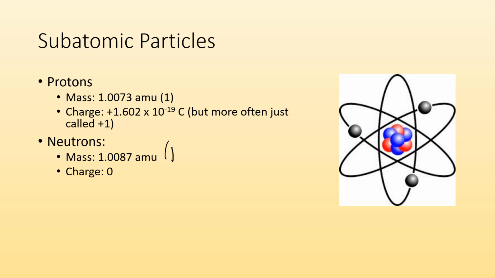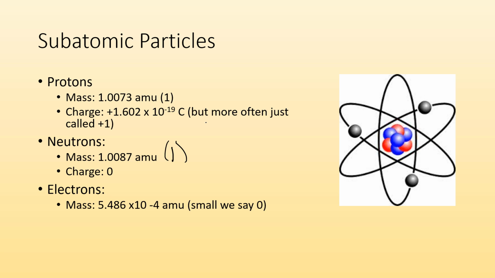So typically we say protons and neutrons have the same mass. They don't, but it really only comes up when we get into nuclear changes and stuff. So yeah, the charge of a neutron is 0. They're neutral. Electrons have a mass that's even tinier.